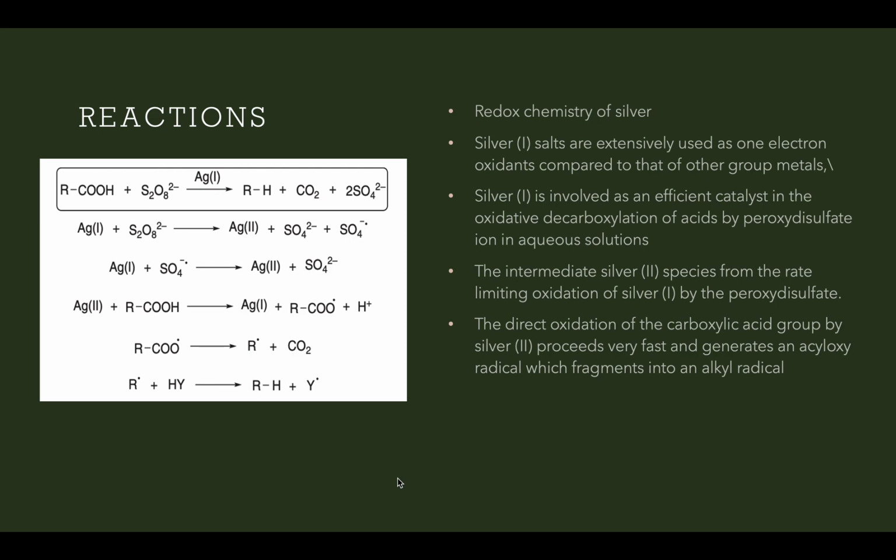Another good example is the redox chemistry of silver. Silver 1 salts are extensively used as one-electron oxidants compared to other group metals, like copper and gold, that are involved in two-electron redox chemistry. Today, I'm going to be specifically talking about one-electron chemistry between silver 1 and silver 2 redox cycles.